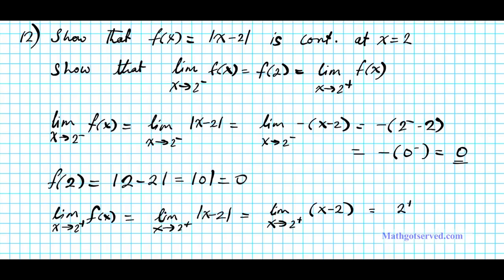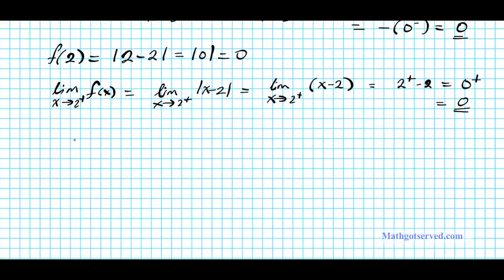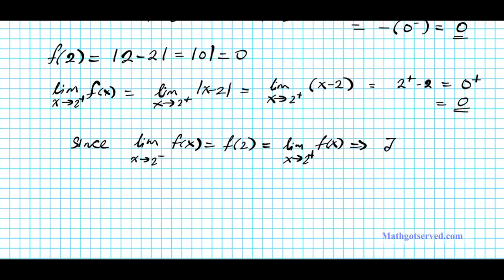We have 2 from the right minus 2 is equal to 0 from the right. And then that's simply 0. Okay? All right, so the 3 values are equal. So since the limit as x approaches 2 from the left of the function is equal to the value of the function at x equals 2, which is equal to the limit as x approaches 2 from the right of the function, that implies that the function is continuous at x equals 2. Okay?